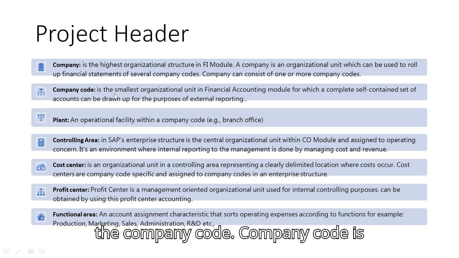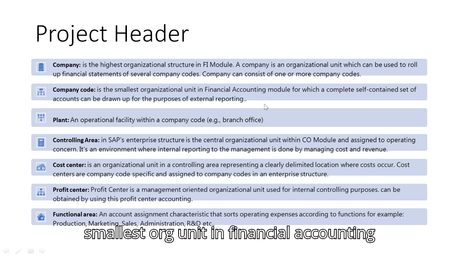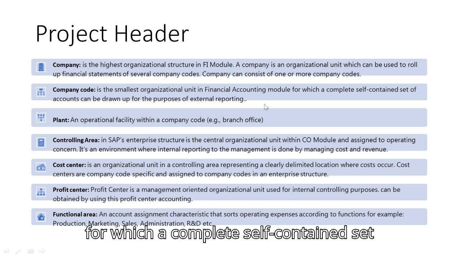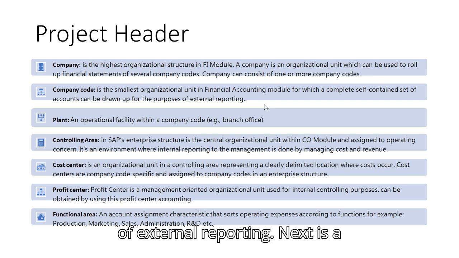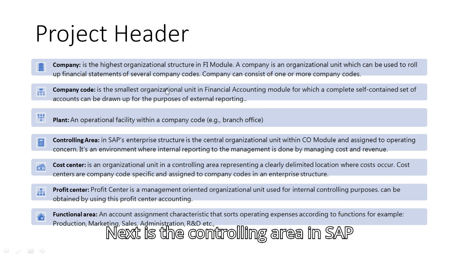Next is the company code. Company code is the smallest org unit in financial accounting for which a complete self-contained set of accounts can be drawn for the purpose of external reporting. Next is a plant, an operational facility within a company code. Next is the controlling area.